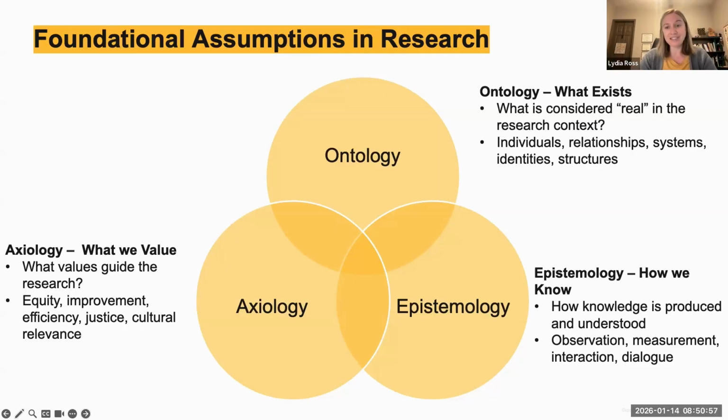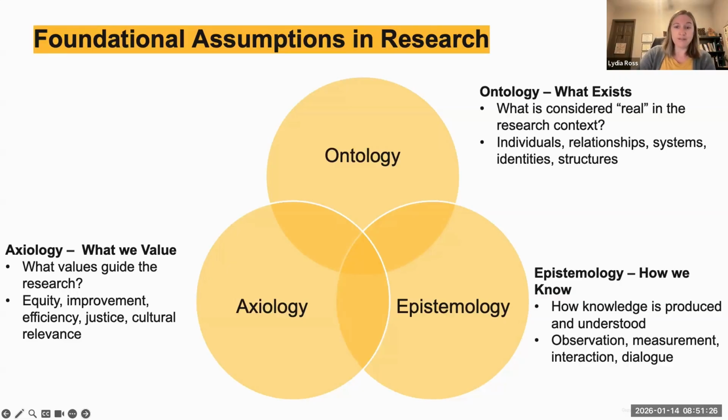And then lastly, axiology refers to the values that guide research. So this includes what outcomes we care about, what questions we believe are worth asking, and the responsibility that we feel we hold as researchers and practitioners. So in education, we have values such as equality, improvement, efficiency, justice, and cultural relevance that can shape our research decisions and how we might approach studies.